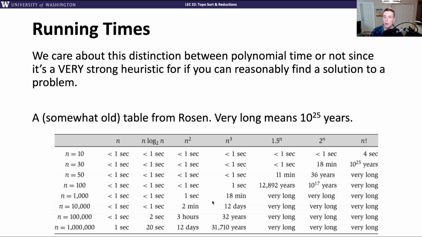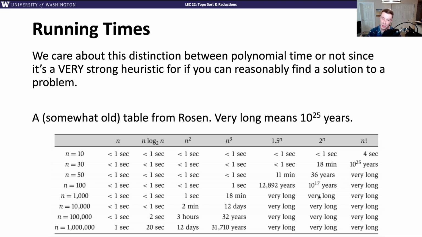But notice that when we talk about these exponential runtimes, 1.5 to the n, 2 to the n, or even this very, very bad n factorial, even for moderate-sized inputs like 1,000, we're already at a very long time. And very long in the definition of the textbook is something like 10 to the 25 years. That's a lot of years to only process 1,000 elements. That's wild. And so that's, in some sense, the motivation for why we think polynomial is similar to efficient.